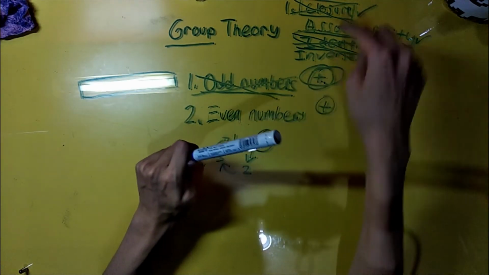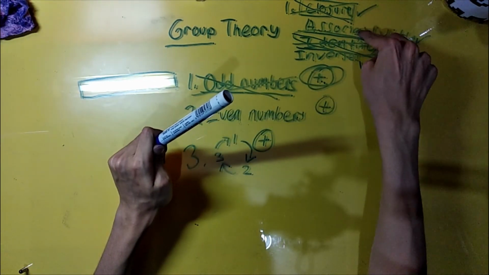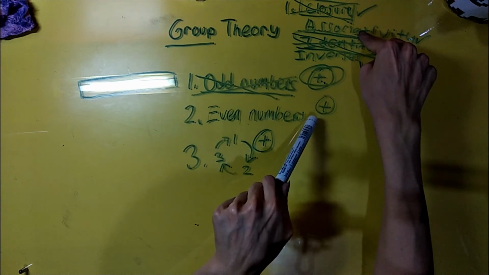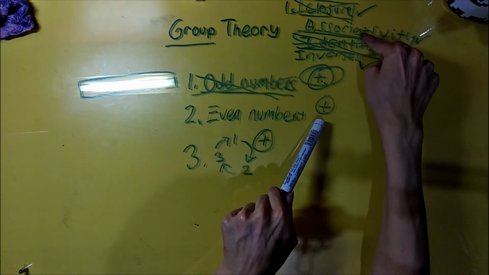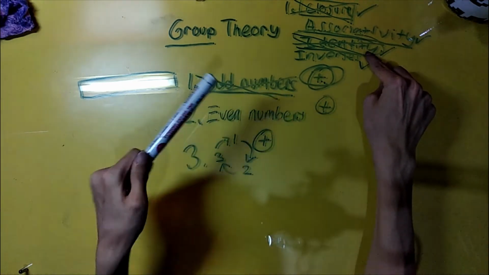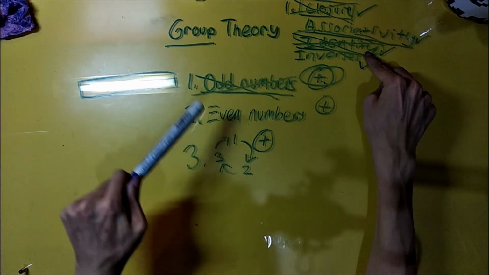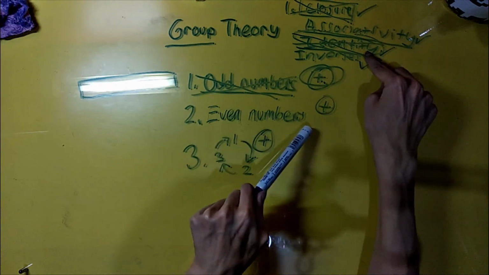So closure is satisfied. What about associativity? Well, we're talking about addition here, and addition is always associative, as we've said before. So that's check. What about the identity? Well, we said earlier that 0 is part of the even numbers and not the odd. So that's check as well.